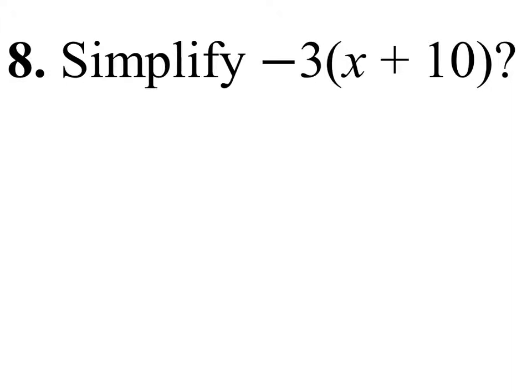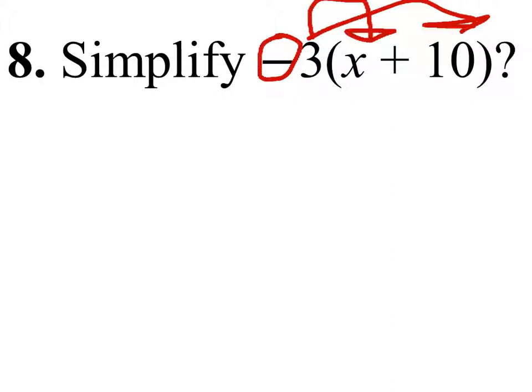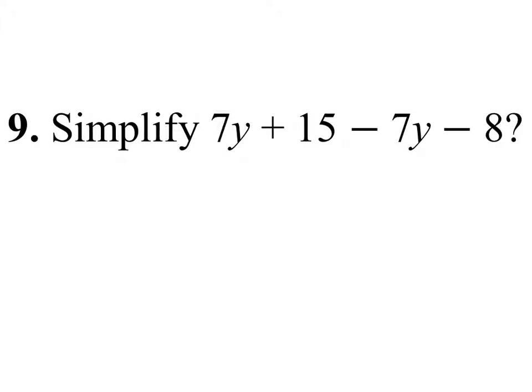Which expression is equivalent? Since it's a negative, you're supposed to distribute it. So it's negative 3 times x, which is negative 3x, and negative 3 times 10, which is negative 30. So it is negative 3x minus 30, and I think that's the final answer. Correct. That is correct. H. Good luck.